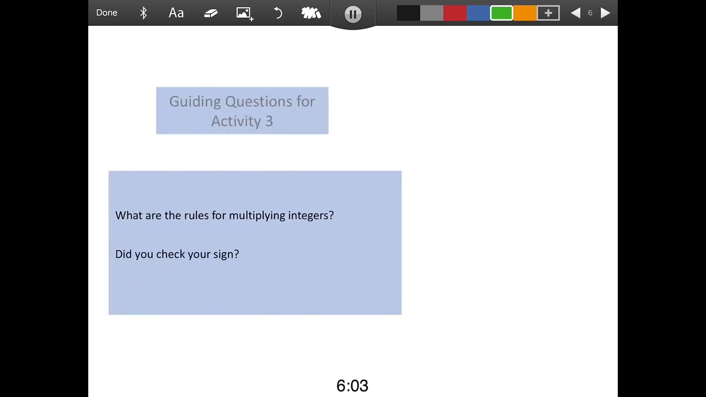So let's take a look at activity 3. For activity 3, you need to be able to answer these two questions. What are the rules for multiplying integers? And make sure, always ask yourself at the end, did I check my sign? Good luck on activity 3.